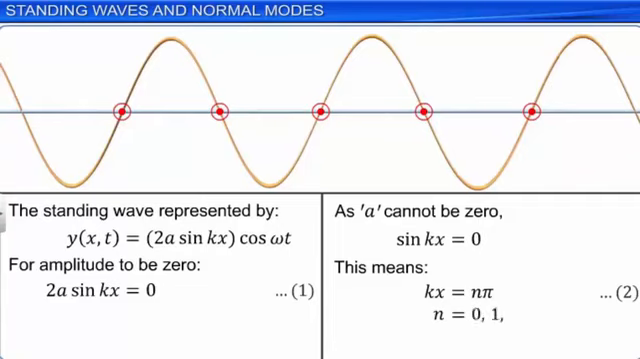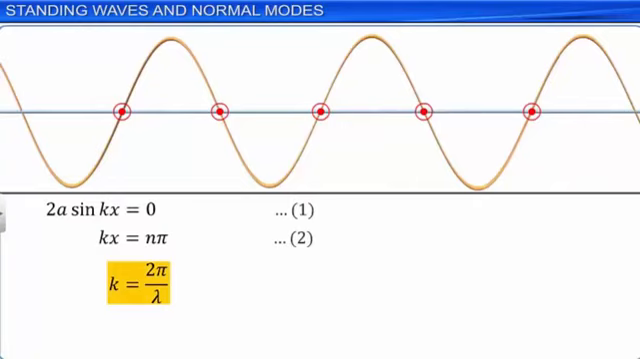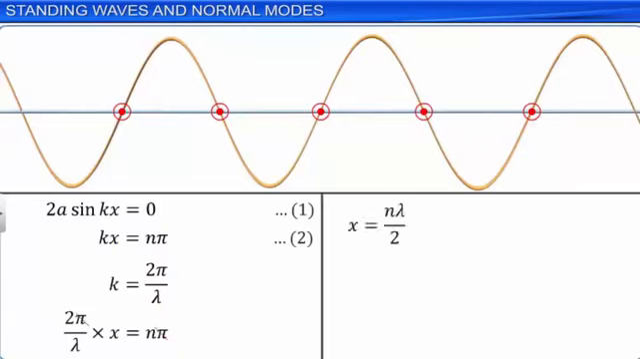We know that k is equal to 2 pi by lambda. Substituting k is equal to 2 pi by lambda in equation 2, we get x is equal to n lambda by 2 for n is equal to 0, 1, 2, 3 and so on. x gives the positions of 0 amplitude of the resultant standing wave. The positions of zero amplitude are called nodes. The distance between any two consecutive nodes is lambda by 2.